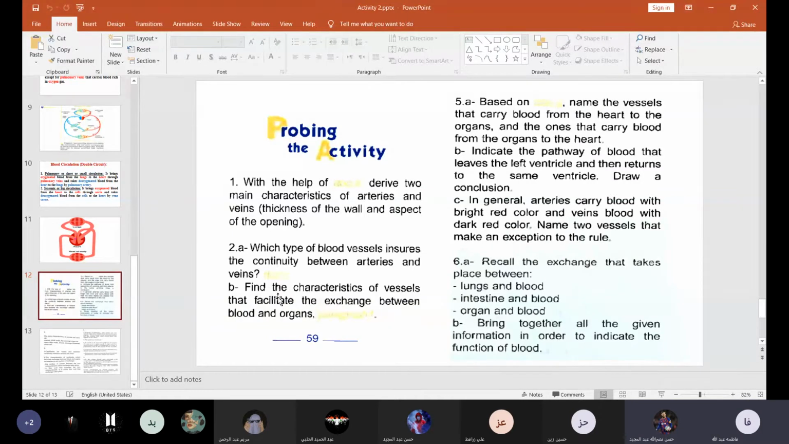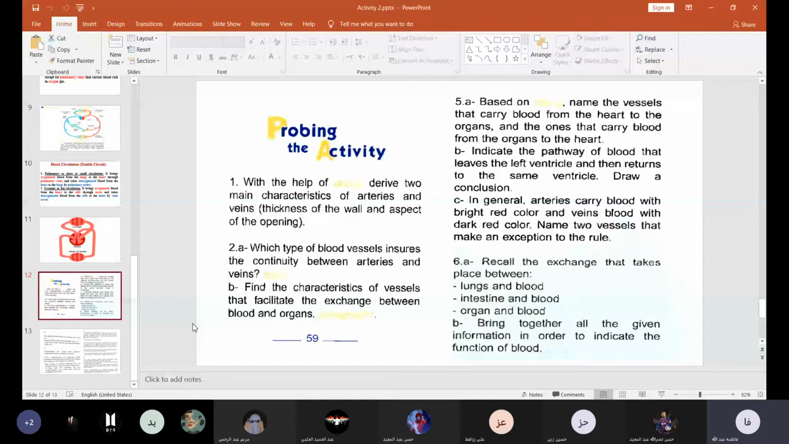Blood capillaries. Okay. Find the characteristic of vessels that facilitate the exchange between blood and organs. That means the characteristics of blood capillaries, which we discussed a moment ago. Can you repeat that? Thin wall, large surface area, and slow circulation of blood. Okay.